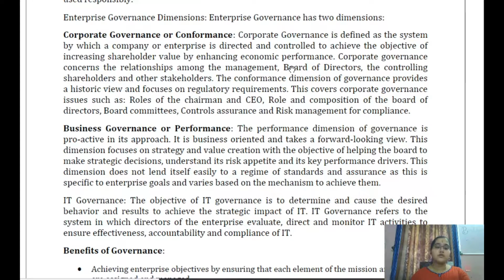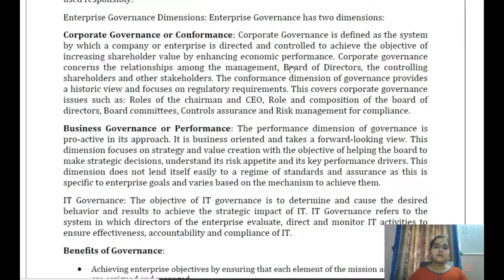This dimension focuses on strategy and value creation, with the objective of helping the board make strategic decisions. In order to move forward and take forward decisions, you need to create a strategy and value creation, to help the board make strategic decisions, understand the risk appetite, and track key performance drivers. This dimension does not lend itself easily to a regime of standards. Means if you say this you have to follow, this you have to do, it will not work with business governance. This type of governance is very specific to the organization, and according to the requirement they will be aligned.